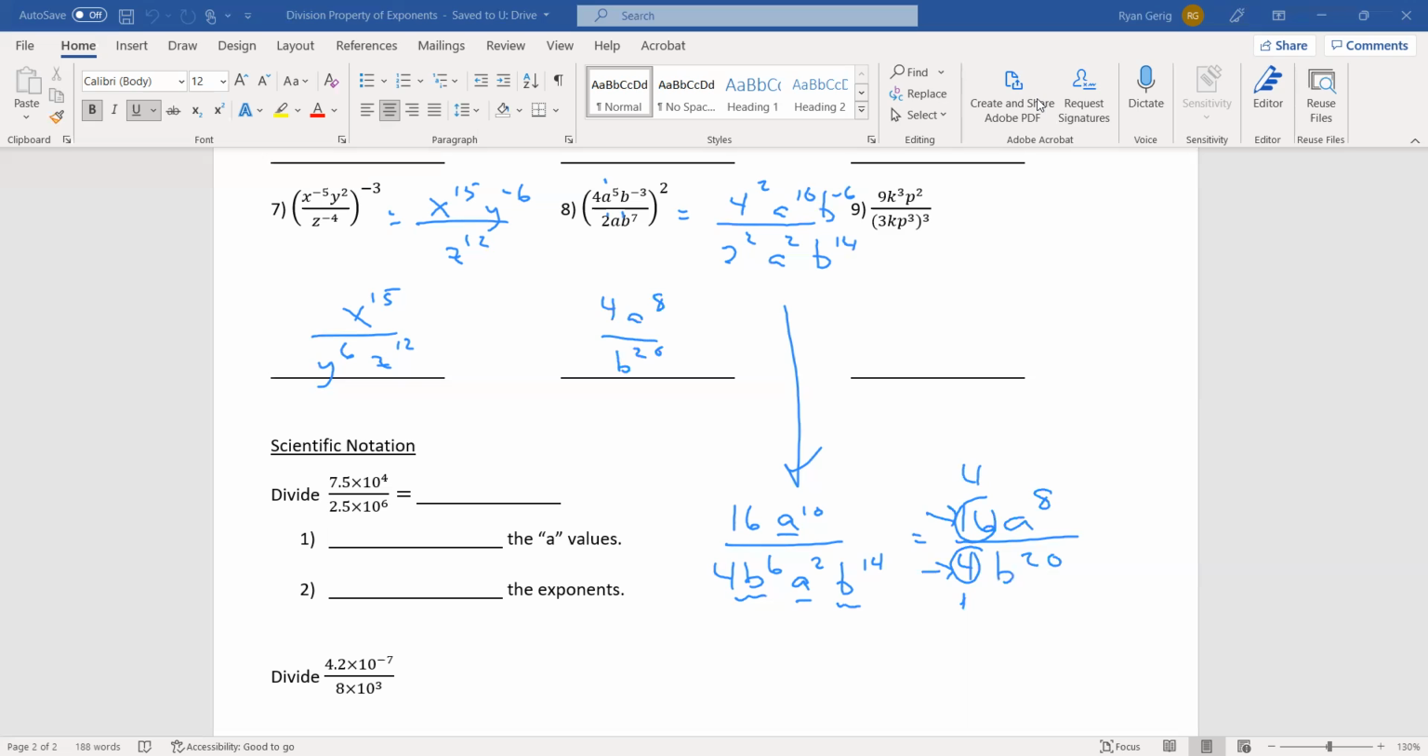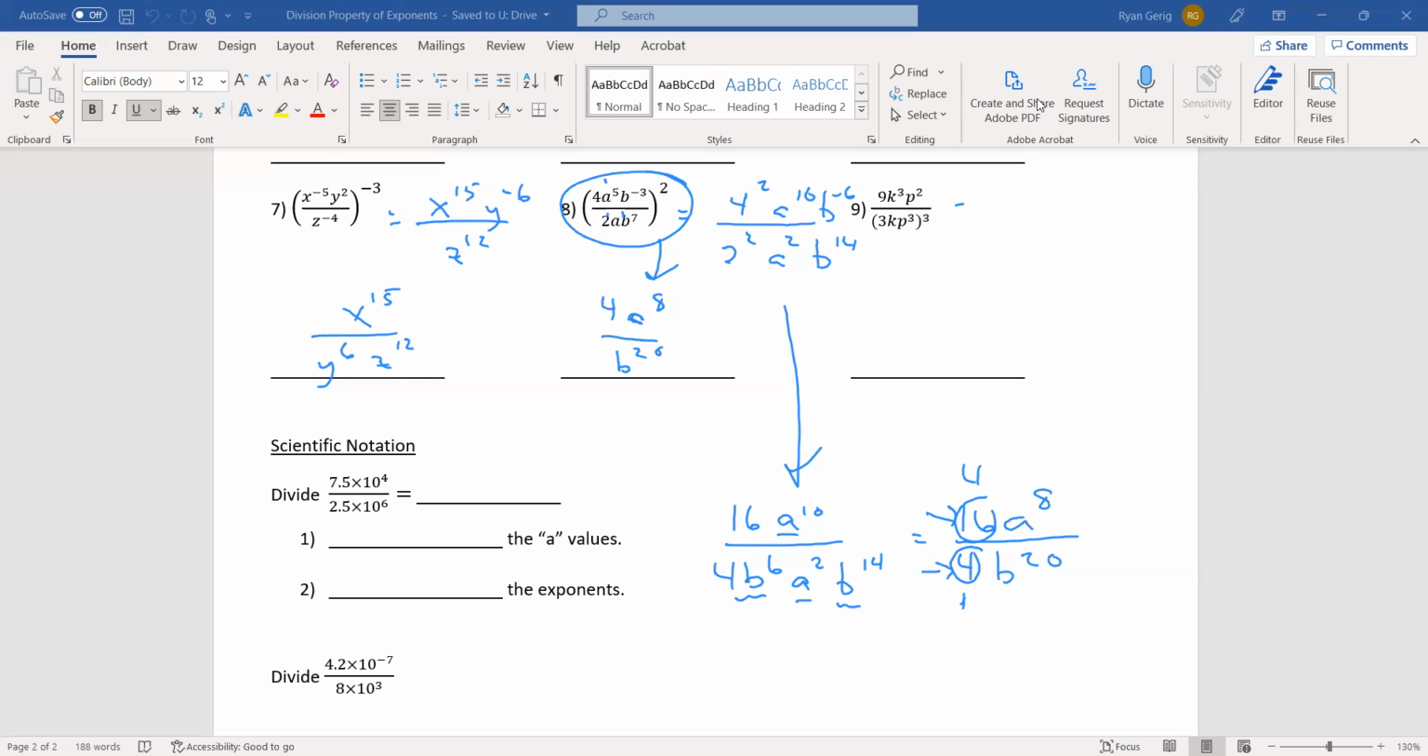You could put a 1 in front if you wanted. You don't have to, though. Okay, so that right there simplifies to that right there. Kind of crazy, but it follows all the rules, and there you go. All right, last one, and then we're going to go to scientific notation.